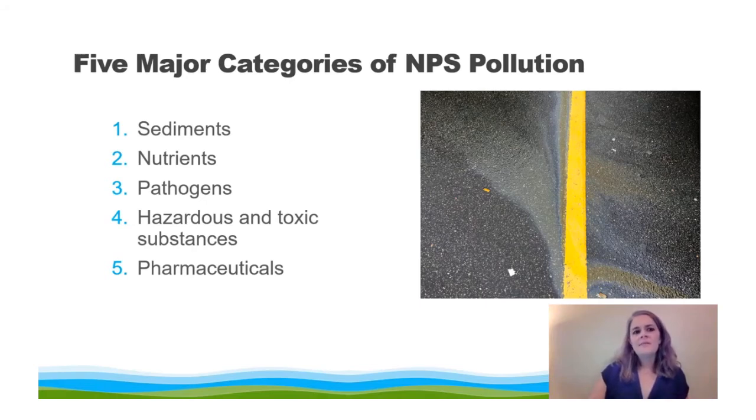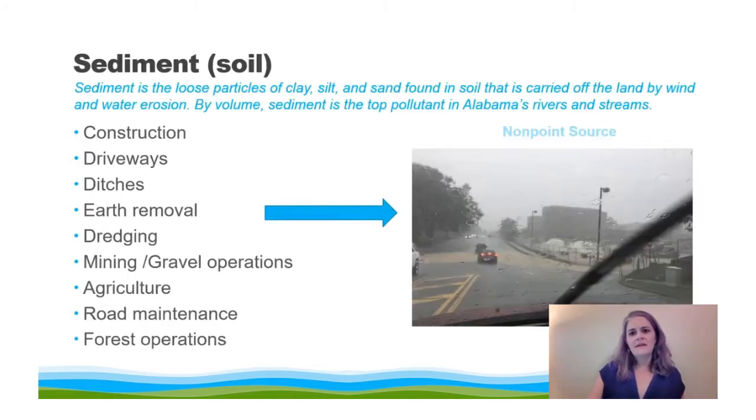There are 5 major categories of non-point source pollution that we will describe in greater detail in the following slides. First is sediment pollution. Sediment simply refers to the loose particles of clay, silt, and sand that are found in soil. When those sediments are carried off of the land by wind or water erosion, they become pollutants. In fact, sediment pollution is the top pollutant in Alabama by volume.